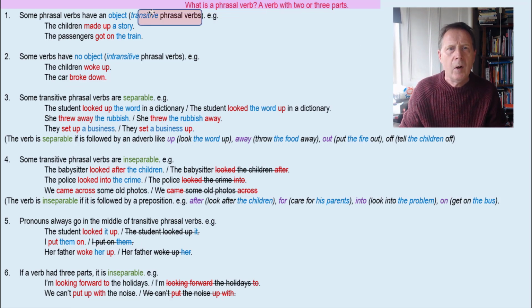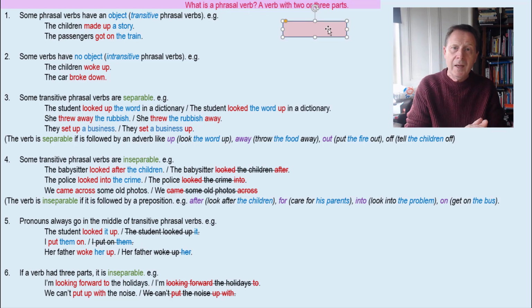So here we have point number 1. What is a phrasal verb? Well, it's a verb with 2 or 3 parts. For example, cut down is a phrasal verb with 2 parts. Look forward to is a common phrasal verb with 3 parts.